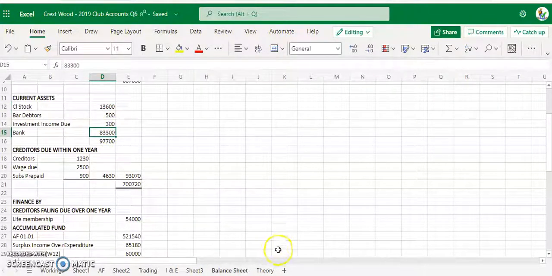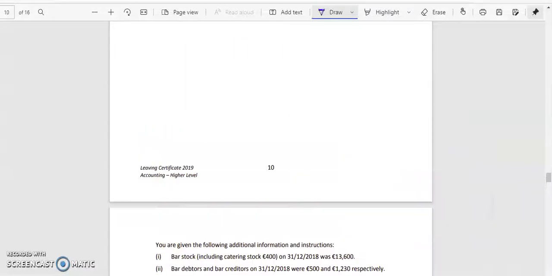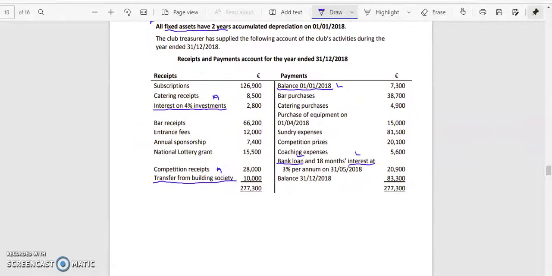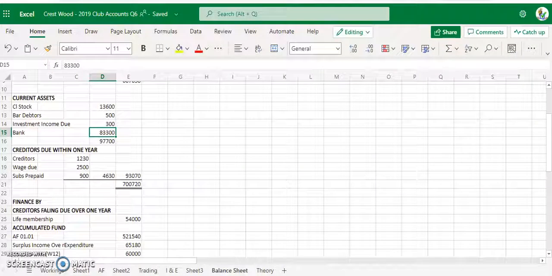And then our bank, that's coming straight from the income and expenditure account itself. So this closing balance, because it's 83,300 on the payment side, that's going to be brought down to the receipt side for the next month. So if your closing balance is on the credit side, it's going to be brought down to the debit side for next month, so that's an asset. If the closing balance is on the receipt side, if we bring it down to the credit side, it will be a bank overdraft, and that will go into your current liabilities. So we're going to add all our assets up and get a total.